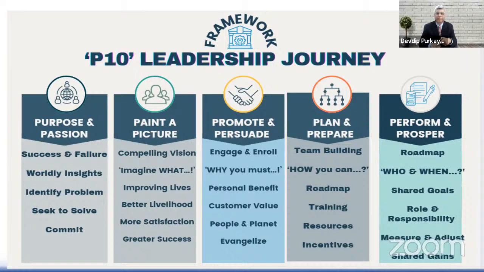And if you look at programs like Shark Tank, you will find a lot of aspiring entrepreneurs or current entrepreneurs evangelizing their ideas and their startups on reality TV. So that's evangelizing. So I've covered the first 6 Ps: purpose and passion, paint a picture, and promote and persuade. But that's not enough either. It's not enough to just paint a picture, you have a vision, you've got a lot of followers, and then you don't have a plan.